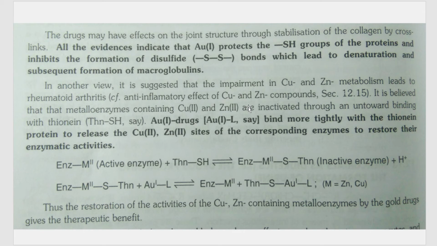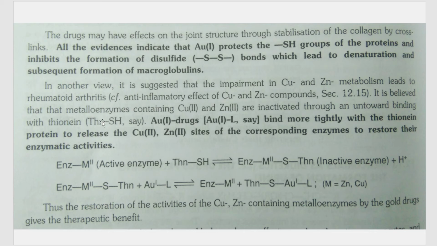diseases like arthritis, etc. So what does this gold drug do? Now it has to treat that. It will go and bind more tightly to this thionine, so that it is released from the SH group of the metalloprotein, and the metalloenzyme is now free. So what is the gold drug doing? It is going and binding more tightly with the thionine so that it leaves the SH groups of the metalloenzyme, and the metalloenzyme is free to function.